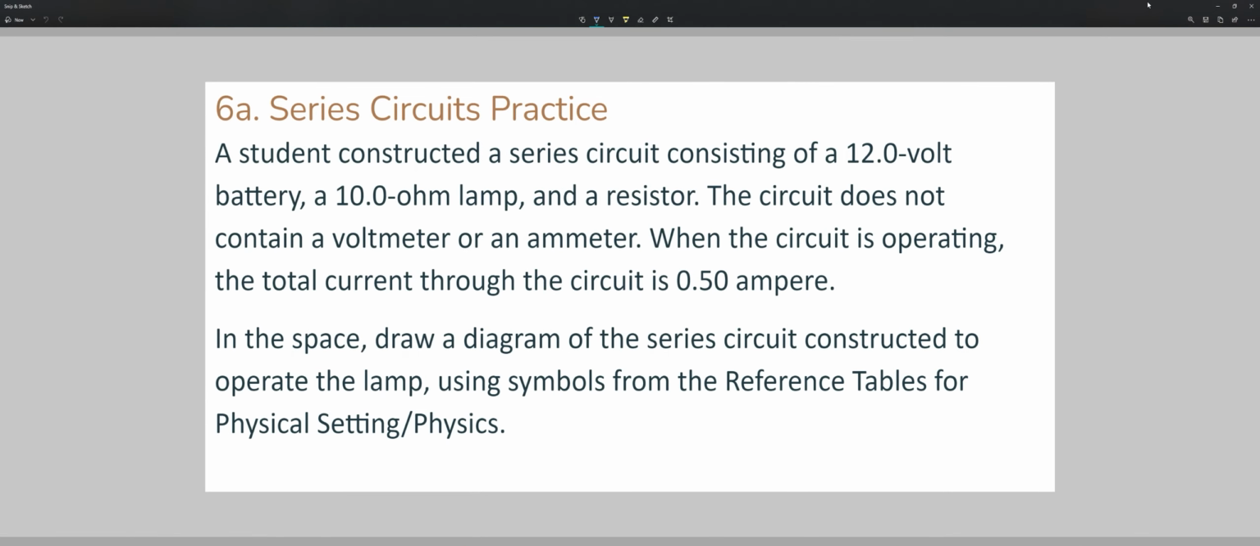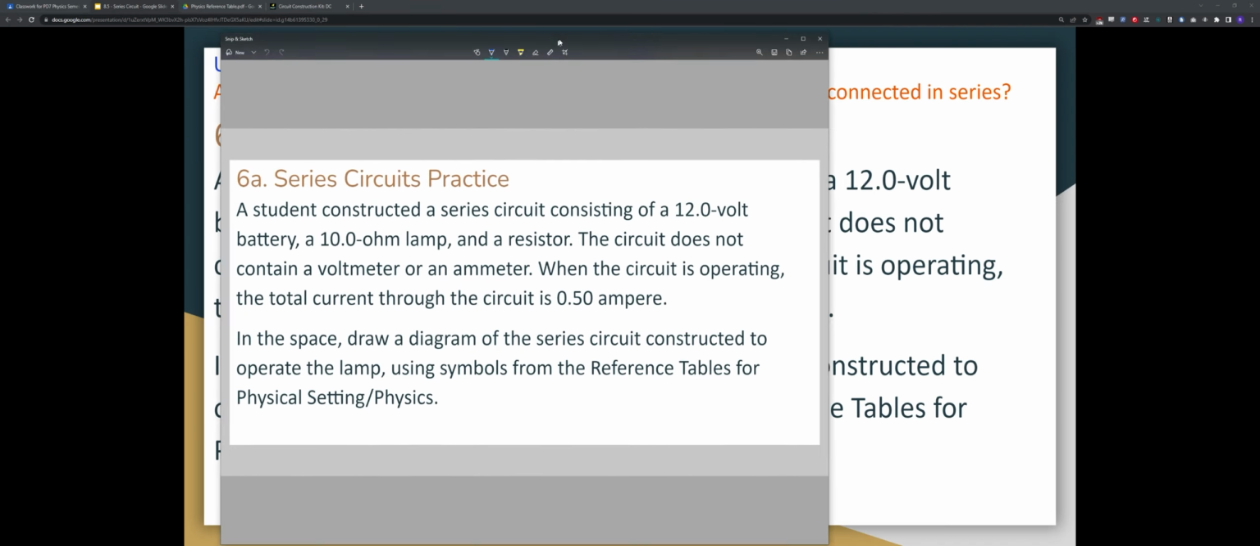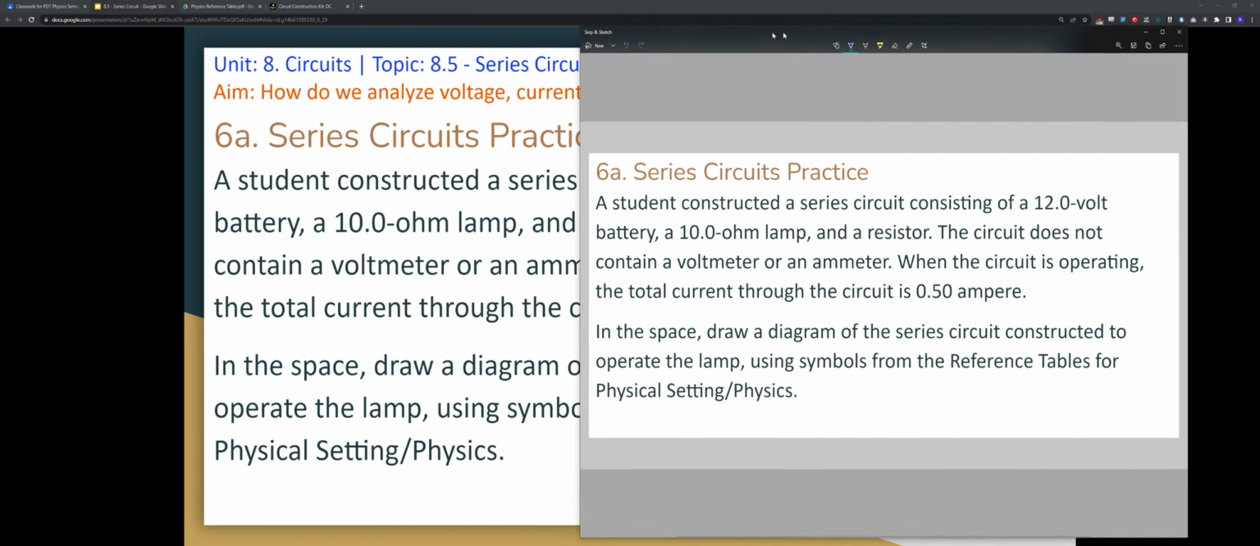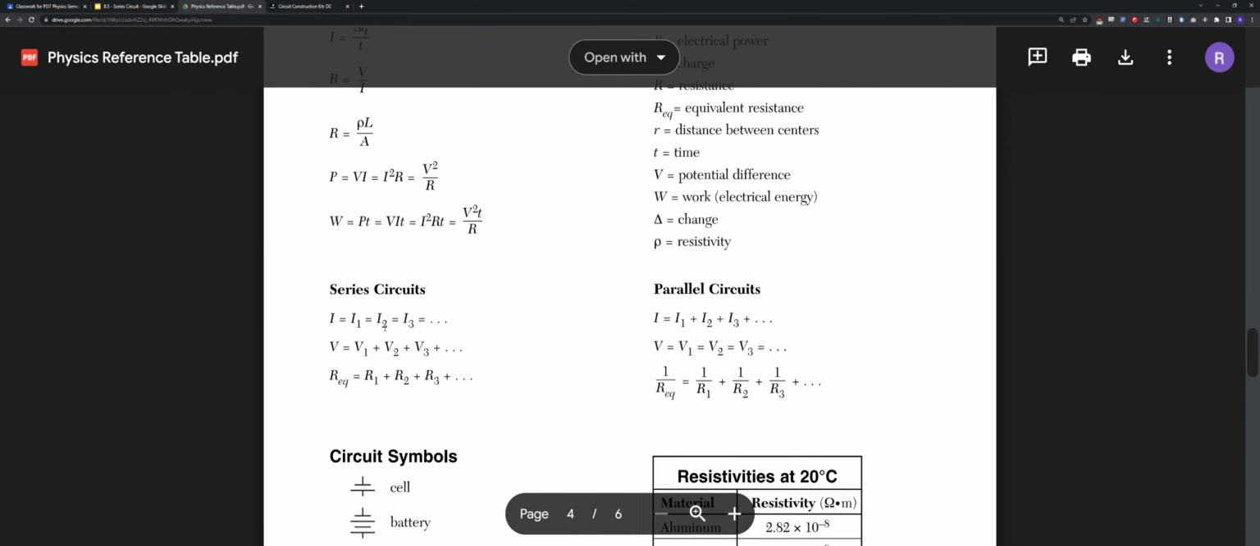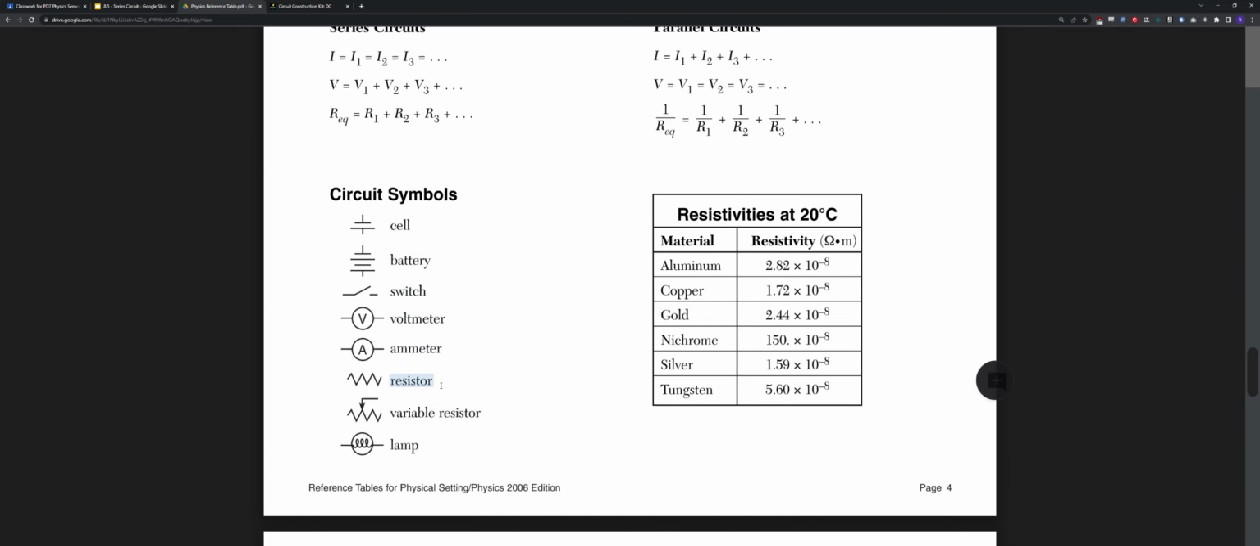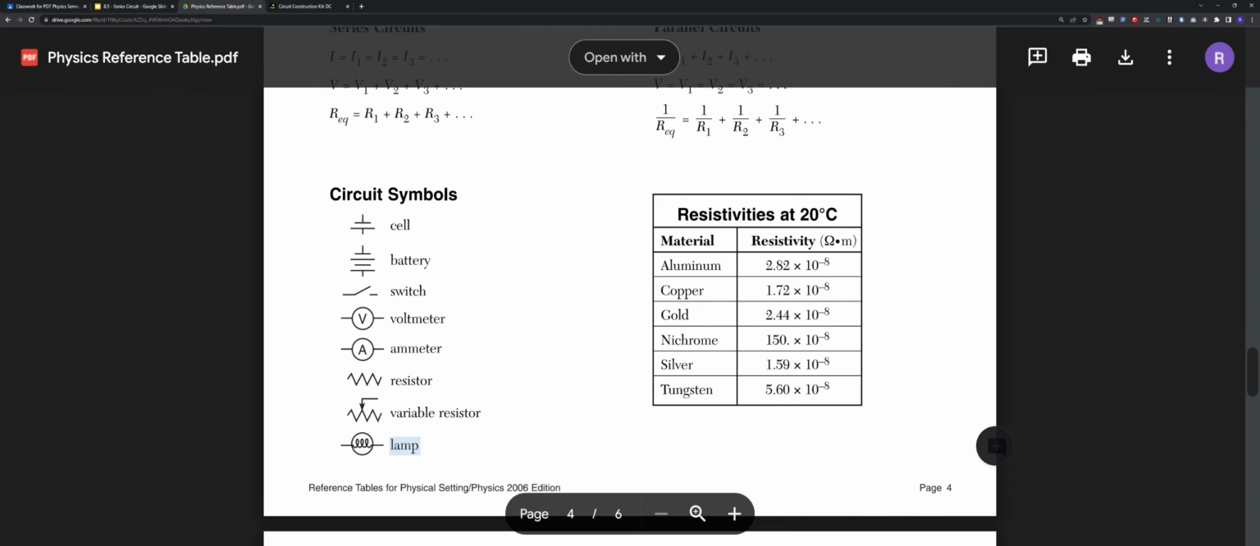And so a student constructs a series circuit, and you have all this information here. There's a lamp, there's a resistor, and the circuit does not contain a voltmeter or ammeter, and when the circuit is operating, the total current throughout the circuit is 0.5 amperes. And so in the space, draw a diagram of the series circuit constructed to operate the lamp. Now you'll see all the symbols for your circuits right here. You see the battery, you see the resistor, and you see the lamp.